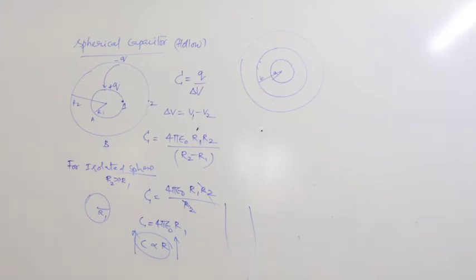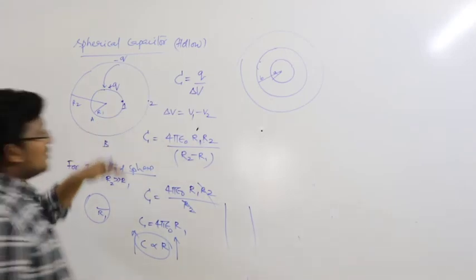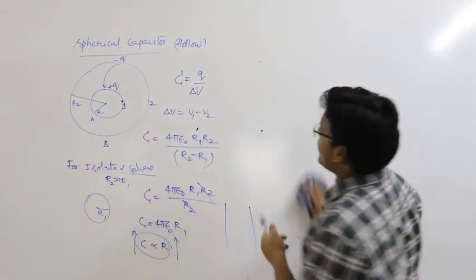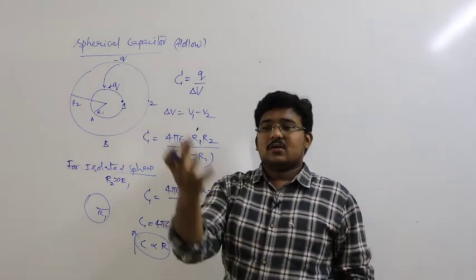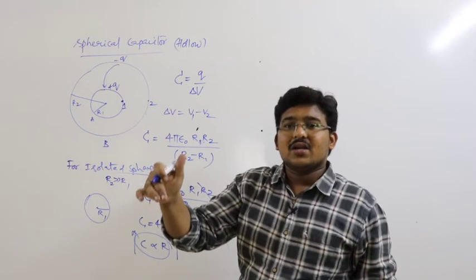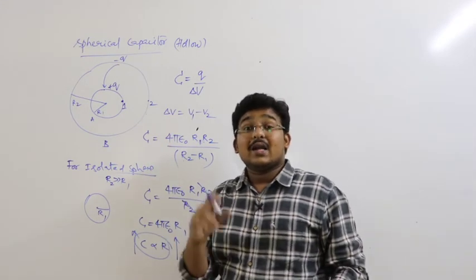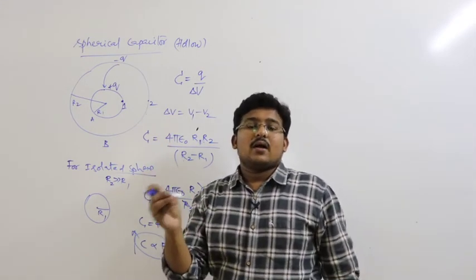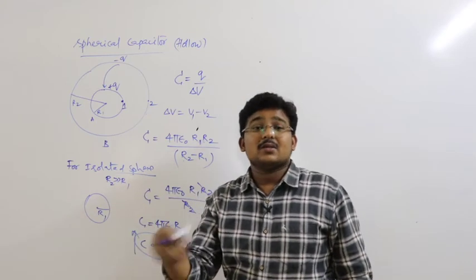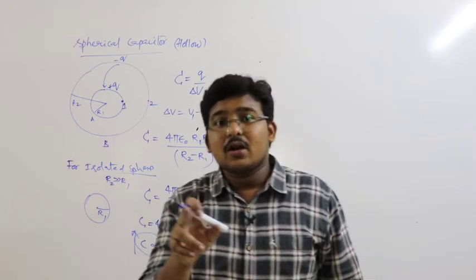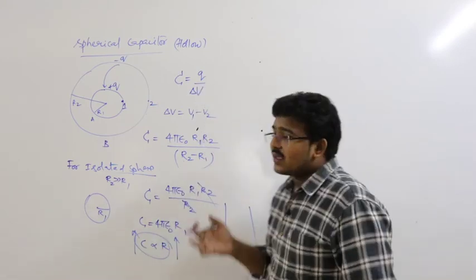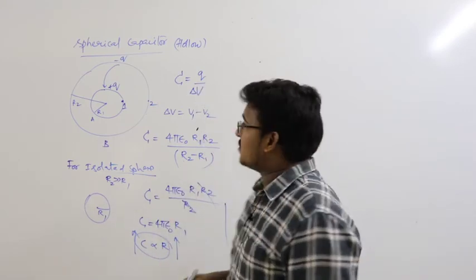Now sir, in some cases for this spherical capacitor, they might say the inner shell is earthed, or the outer shell is earthed. Earthing means a connection is given to the earth, making the potential 0. Earthing means what is the potential? 0. So if you do like that, what will be the values?